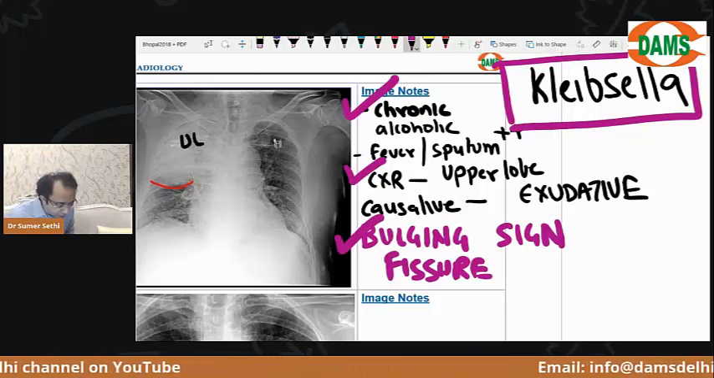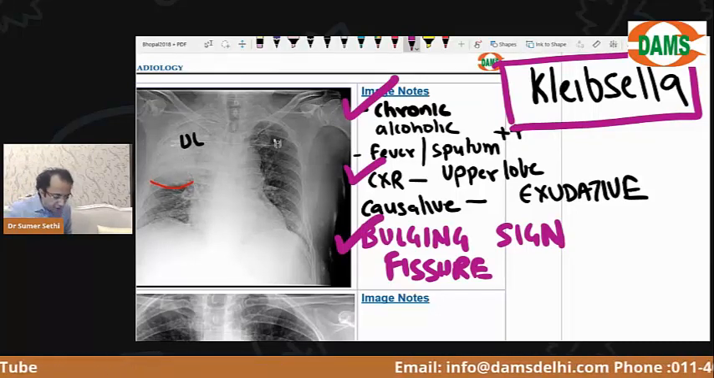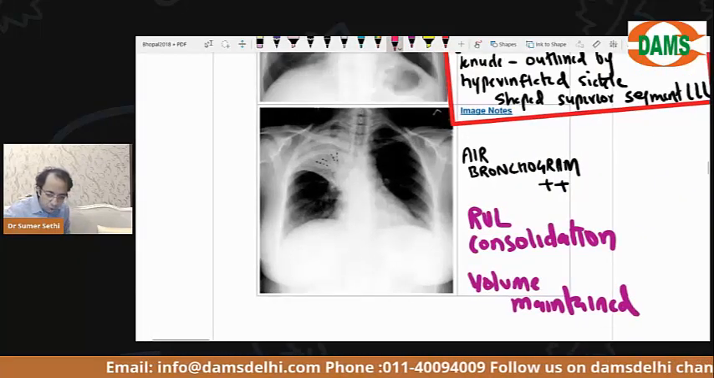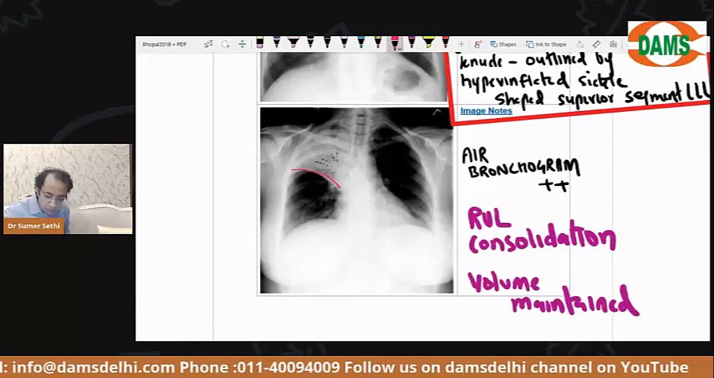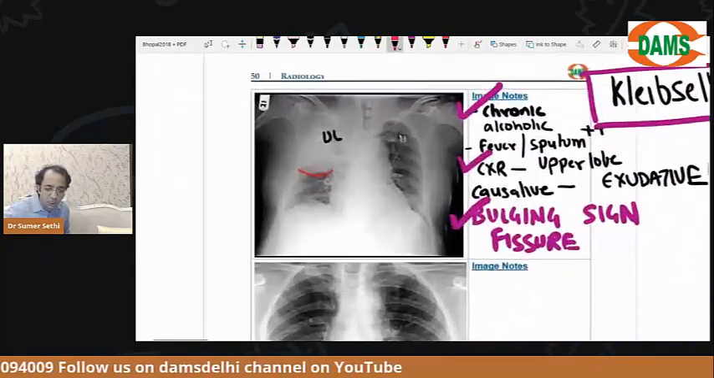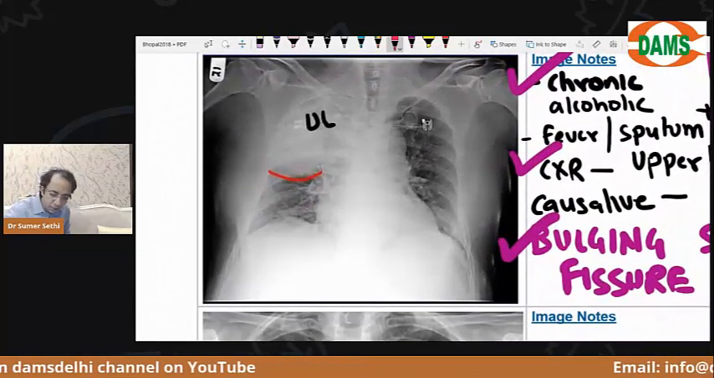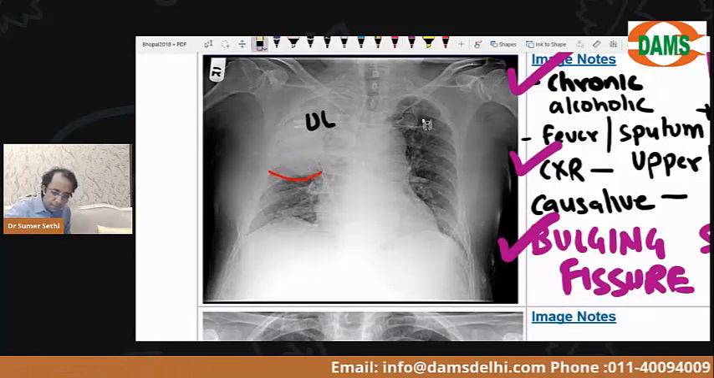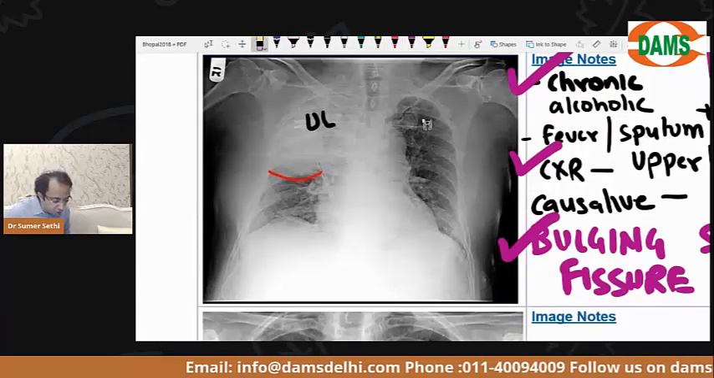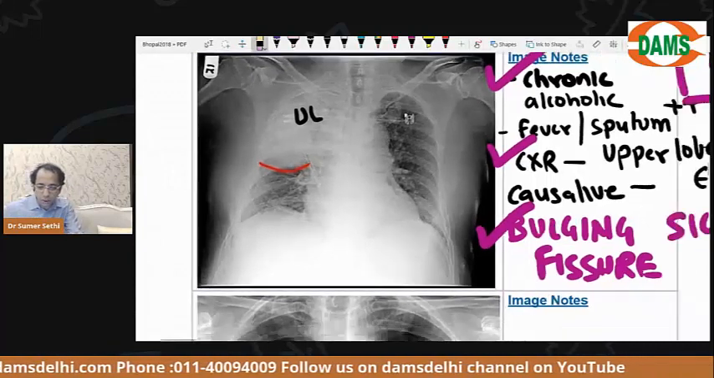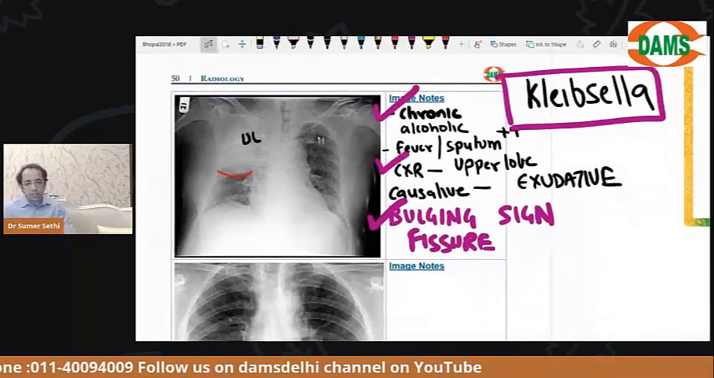Are you able to understand the question? Now please see with me. In the first X-ray, the fissure was like this. This is the normal position. So this is a routine upper lobe consolidation. We don't know why it has happened. But in this patient, we can see the consolidation is causing the bulging of the horizontal fissure down. This is seen in Klebsiella pneumonia. Are you clear with this? Yes, very good.